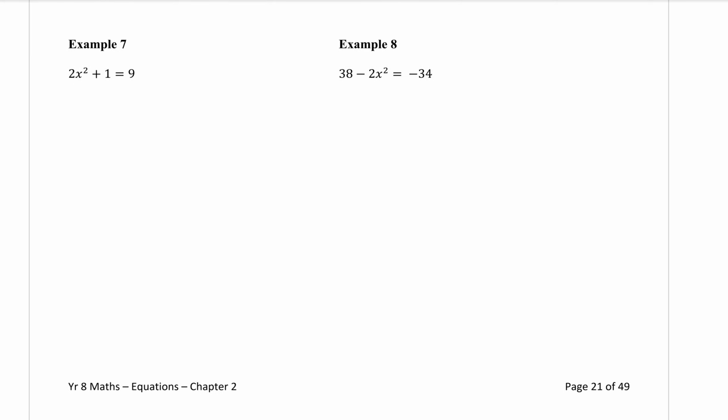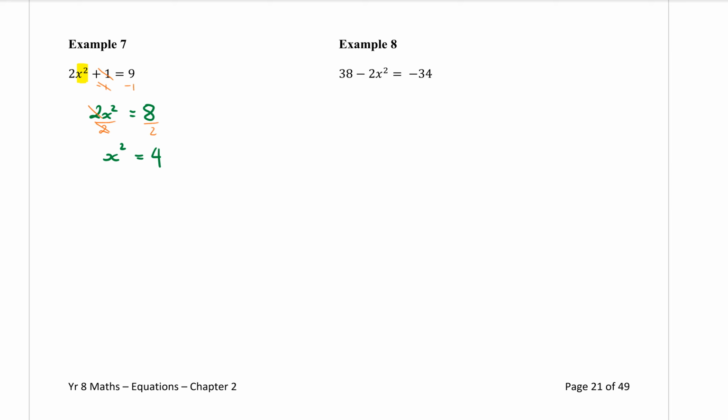Question 7 and 8. These ones involve us moving the other numbers away from the x squared first. So our x squared, that's what we want to get by itself. I need to move the 2 and I need to move the 1. So first of all, the 1. The opposite, subtract 1. Get rid of that. I then have 2x squared equals 9 take away 1 is 8. Then I still need to get rid of the 2. So that's going to be a divide by 2 to cancel that off. X squared is now by itself, and 8 divided by 2 is 4.